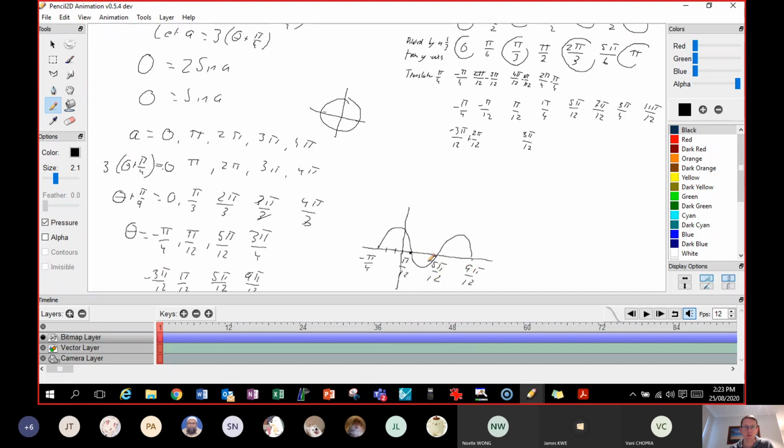Now, if I want to find my midpoint, I know what's halfway between pi on 12 and 5 pi on 12. That's going to be 3 pi on 12, which I can simplify down to pi on 4. Now, remember, you shouldn't write them there. You've got to write them simplified. So that would be why that works. Again, halfway between these, that would be 7 pi on 12. So here would be 7 pi on 12.